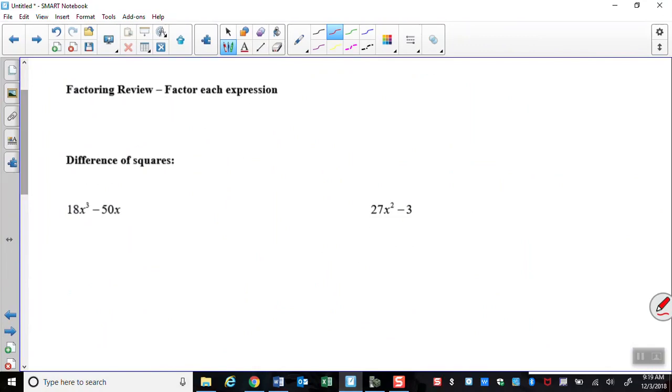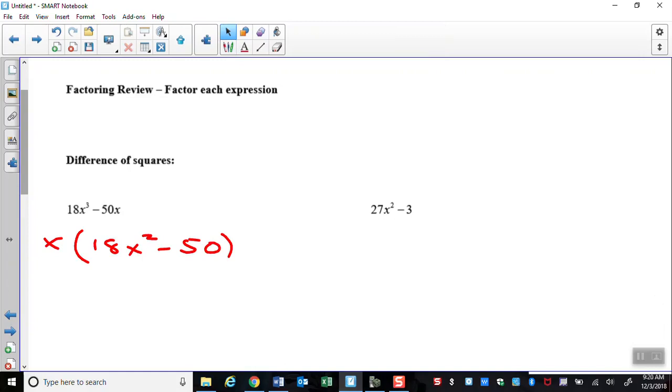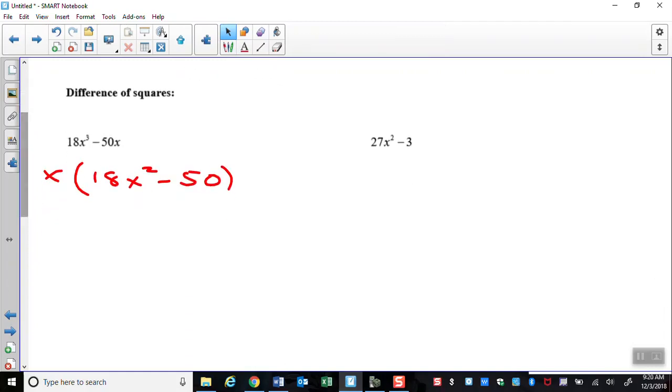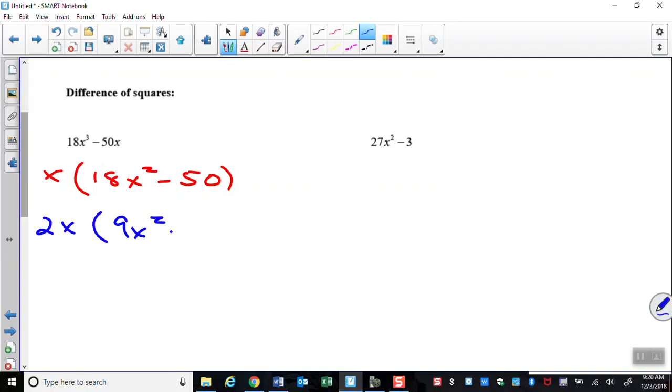Okay, so you're saying, well, Mr. Hilliard, this first one is a cubic. Yes, it is, but you can still use difference of squares to solve it. If you factor out a GCF first, we take that x out, I get 18x squared minus 50. Okay, Mr. Hilliard, still not difference of 2 squares. Excellent point. What could we do to get them to be perfect squares? Divide by 2. Wonderful. So we factor out a 2, and we're left with 9x squared minus 25.